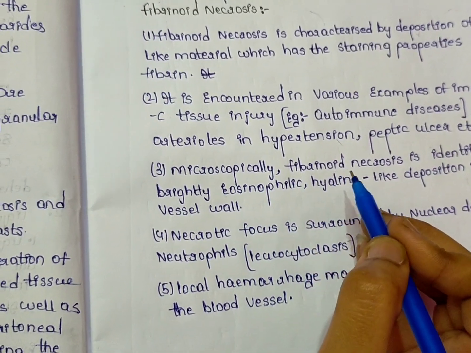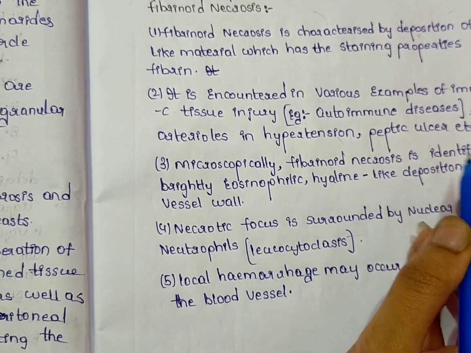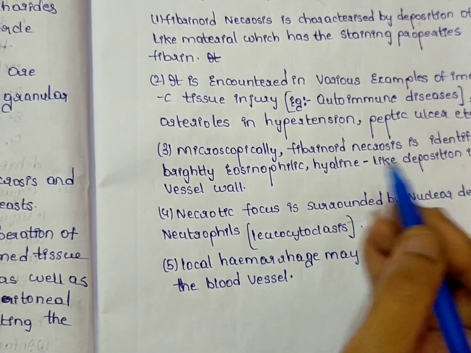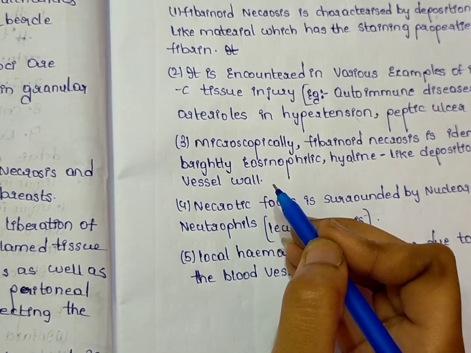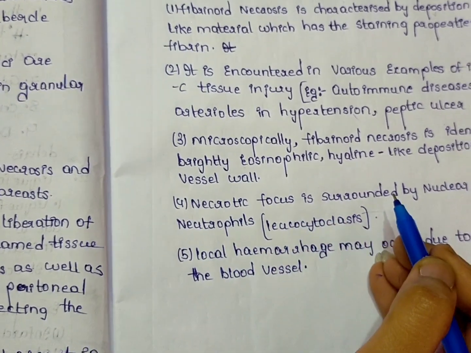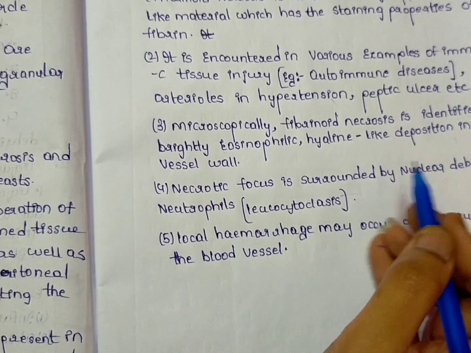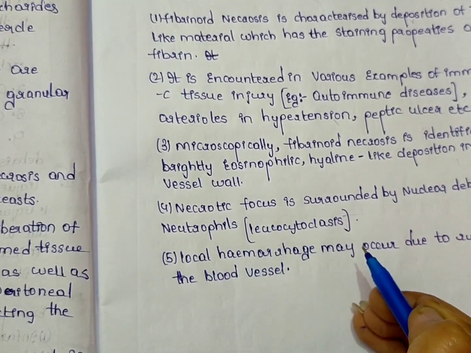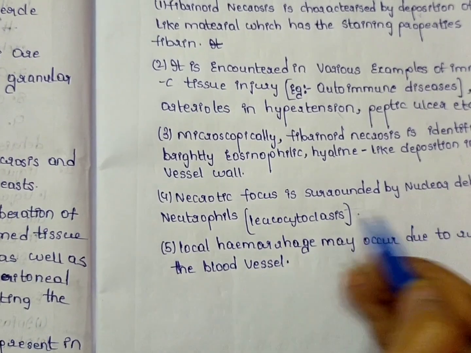Microscopically, fibrinoid necrosis is seen as bright eosinophilic hyaline-like deposition in the blood vessel wall. The necrotic focus is surrounded by nuclear dust of neutrophils, leukocytoclasis. Local hemorrhages may occur due to the rupture of the blood vessel.